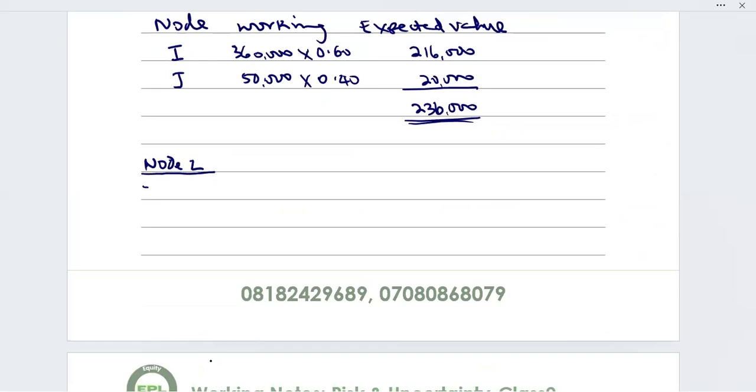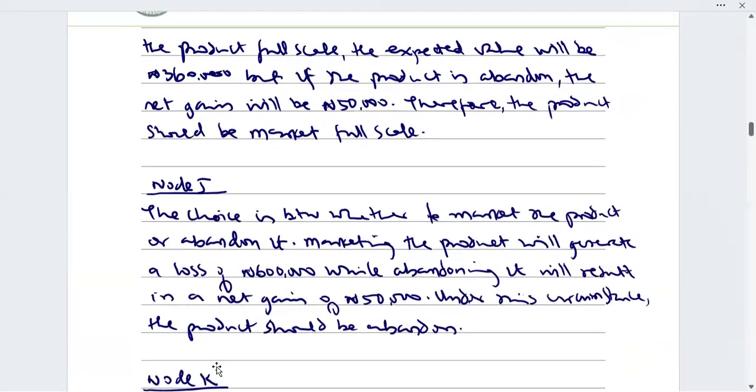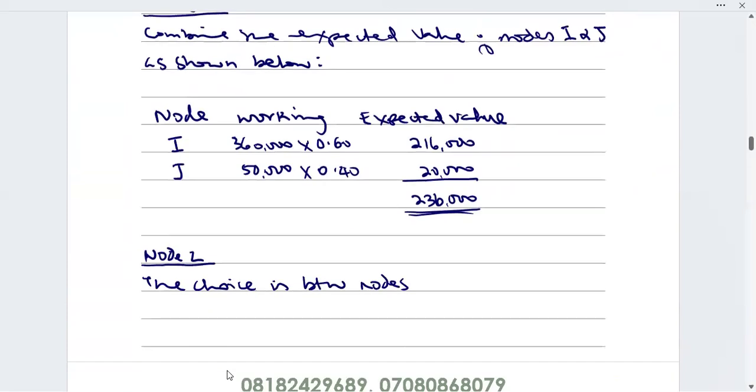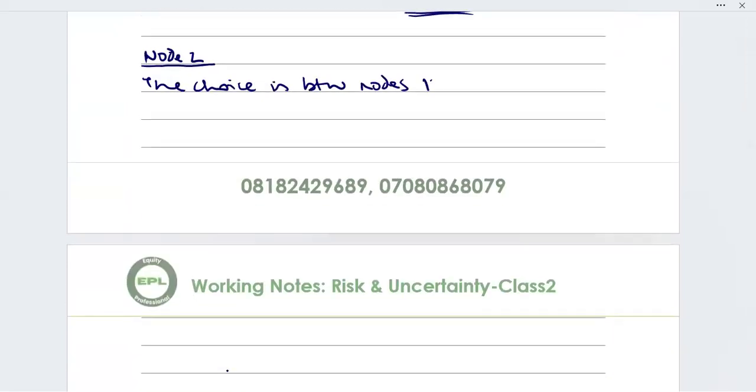The choice is between node K and G. Let me confirm. Yes, node K and G. The choice is between nodes K and G. That is whether to test market or abandon the product.